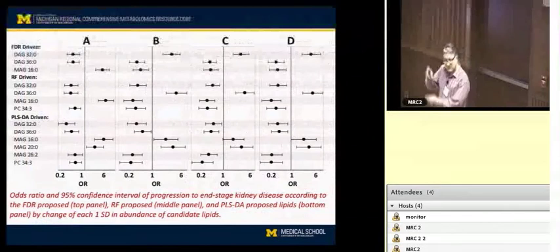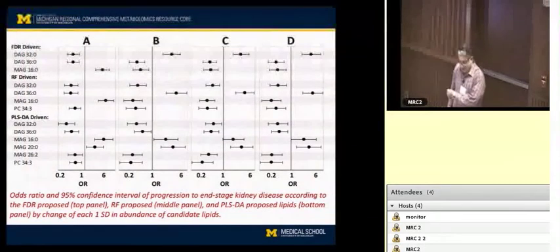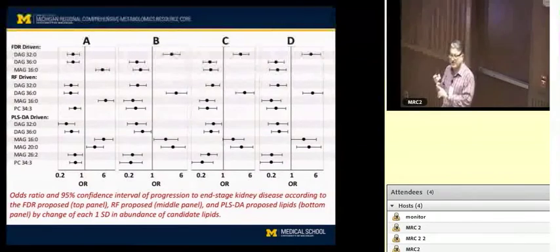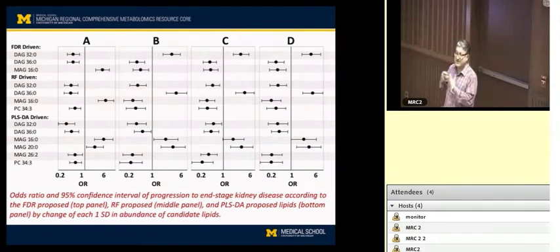So as you remember from the earlier numbers that you saw in the table, eGFR and proteinuria were different by baseline characteristics. So the question is, are those two variables the reason we are finding these lipid species, or are the lipid species that are proposed independent predictors of progression to end-stage kidney disease, independent of those two variables?